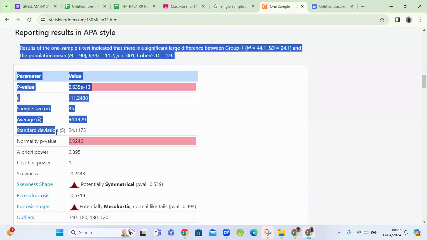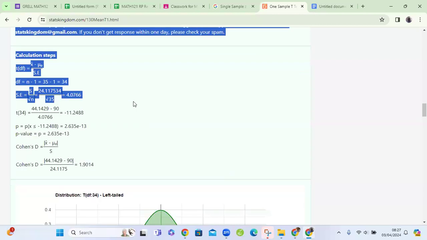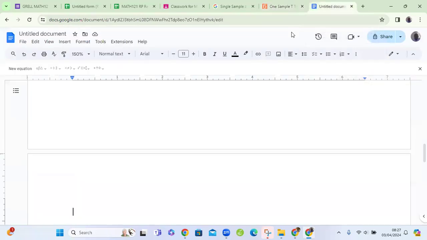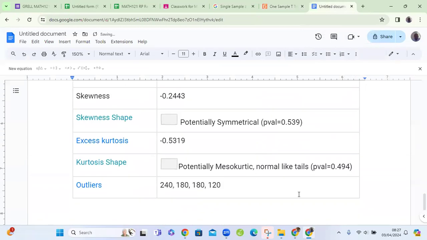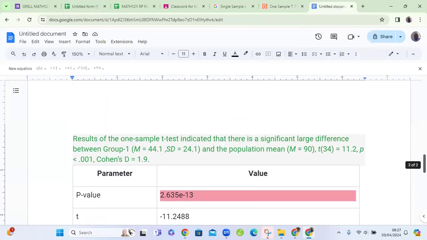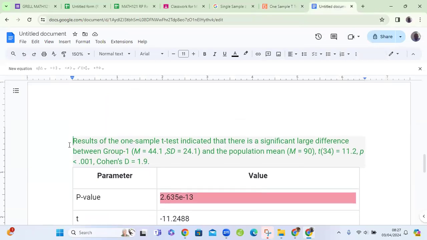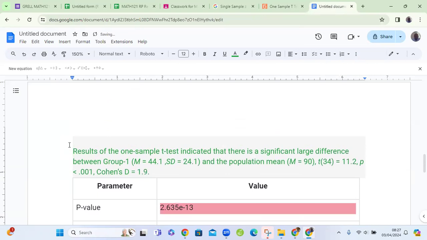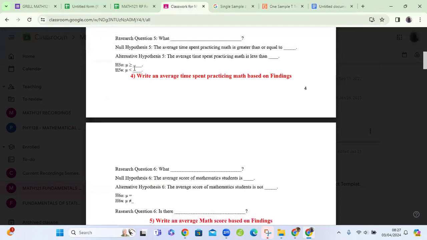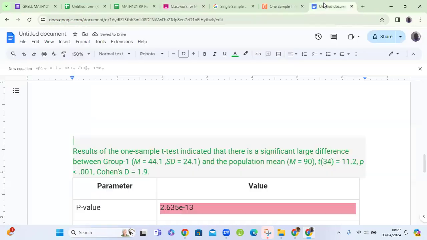So we can copy this and paste it in our research document. And we are talking about average time. So we have to state our pair of hypotheses. Population mean is equal to 90. Population mean is less than 90.